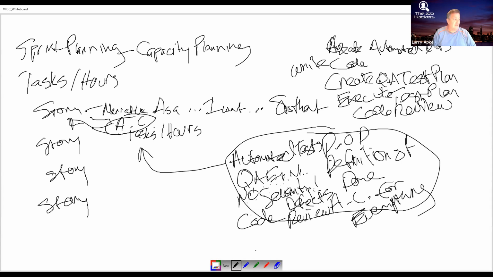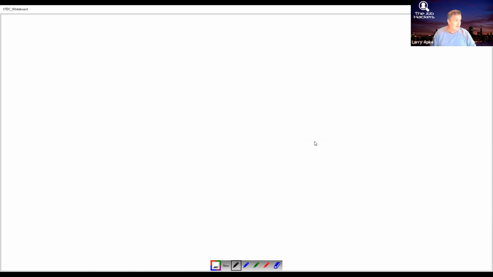What are the things that this story needs in order to be done? That's why I had to go into the definition of done, because the definition of done is going to inform those tasks. Let me get some room here. So from my definition of done, I know I need to write some code. I know I need to create automated tests.